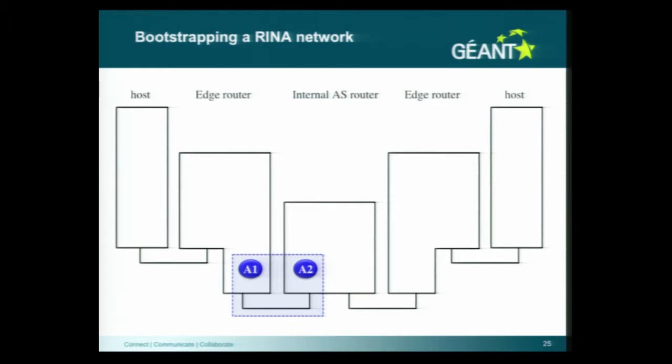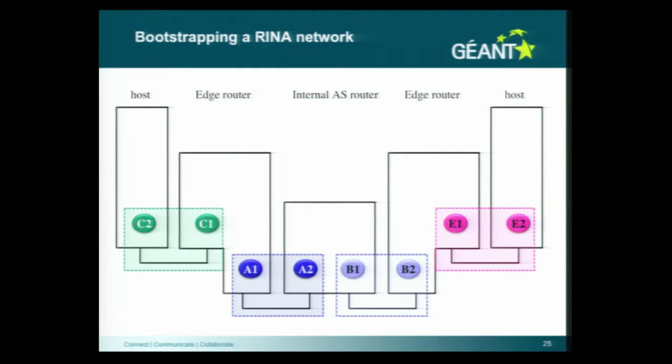is done implicitly. It's done when you configure the VLAN. You have a direct connection between those two processes. The two applications can talk to each other, and you have what is called a shim DIF. You do the same on the other hand. Now it becomes more interesting. So you do the same for the edge routers.